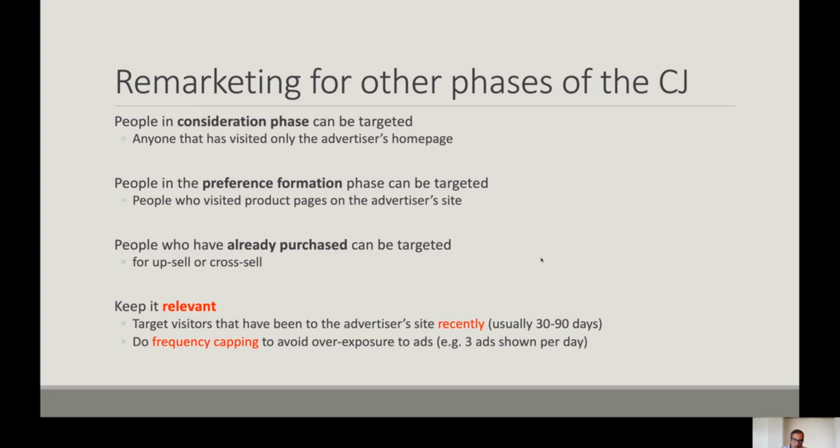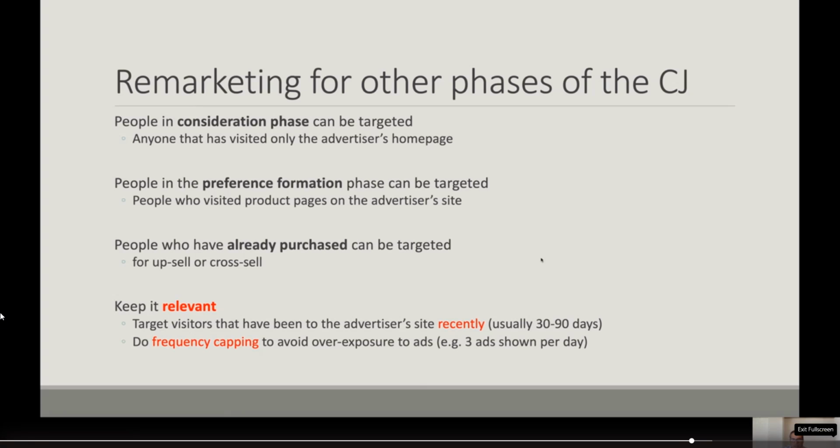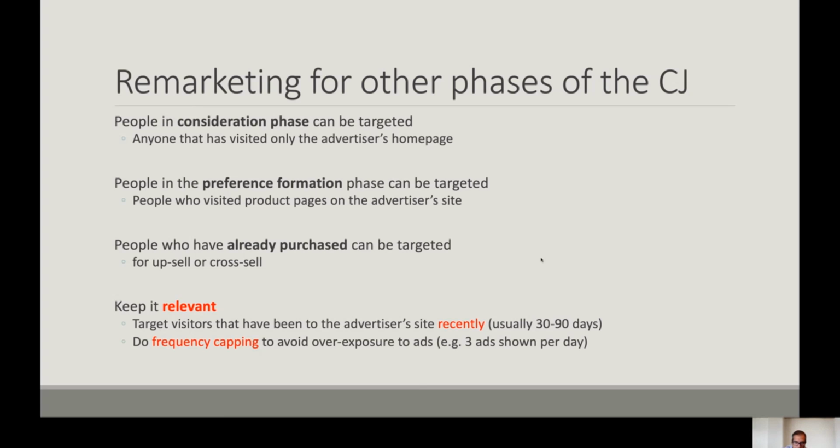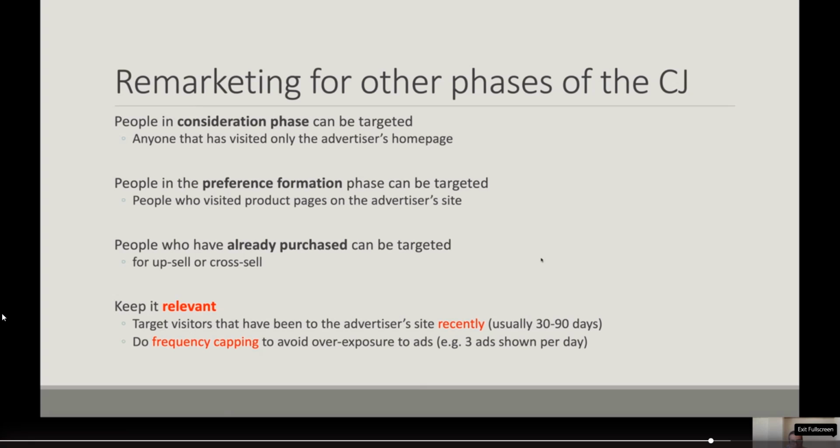So these people, you can say, are in the consideration phase of their journey because they're at least actively considering the advertiser's brand, and this they have indicated by visiting at least the homepage and spending some time on the advertiser's homepage, right? So you may want to target such kind of consumers. You can target consumers who have visited certain product pages, and they have really gone ahead of the homepage and gone to some product pages. So you can target those kind of consumers who are in their preference formation stage, right?